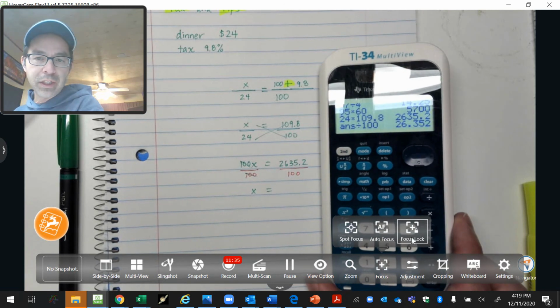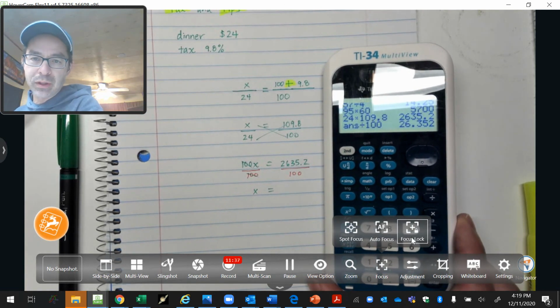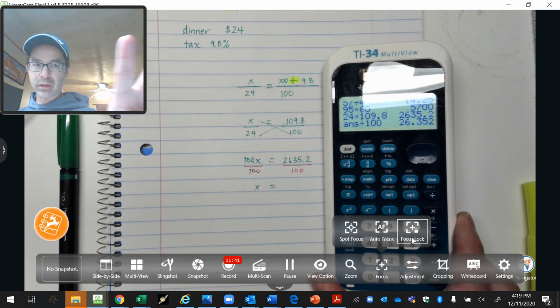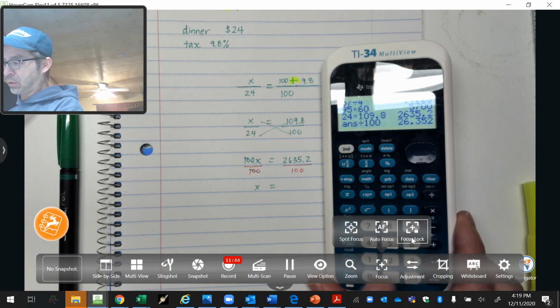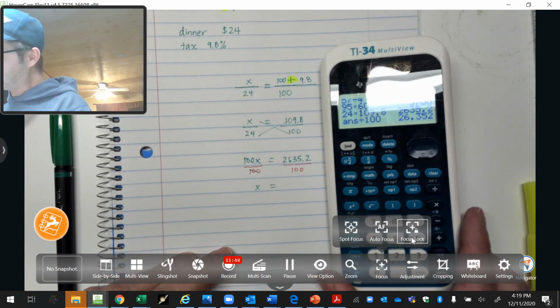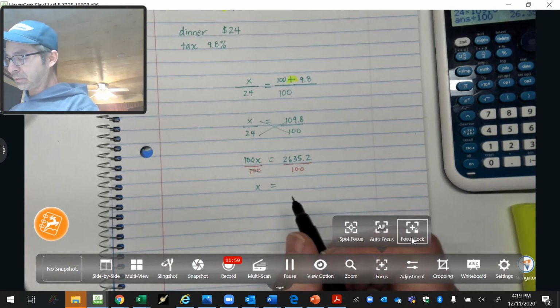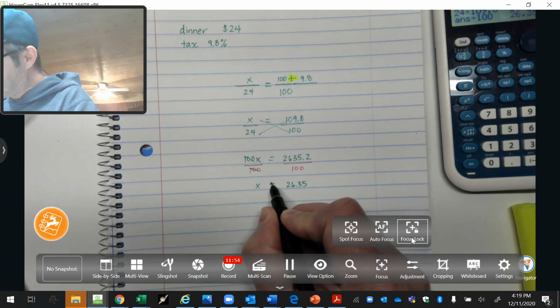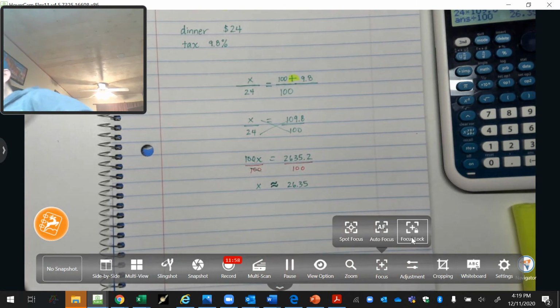Now, we are dealing with money, so you can't have 3 numbers after the decimal. You can only have 2 numbers after the decimal. So, round it to 2 decimal places. I'm going to say $26.35. I rounded it so you can no longer use equal. You have to use the approximate symbol. And you need a sentence.